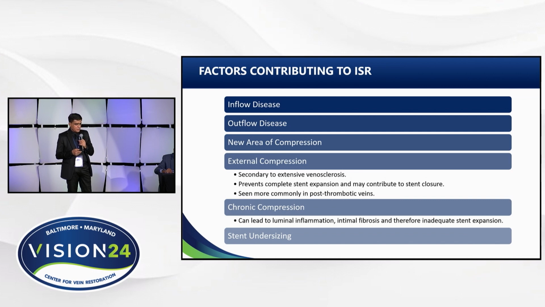And the same chronic compression can cause a lot of luminal inflammation, intimal fibrosis, and synechiae and web formation within the stent, and that can lead to inadequate stent expansion. One way to counter that is to predilate the lesion with the balloon before implanting the stent. Stent undersizing can also contribute to ISR, and it can also contribute to stent migration, and we saw a spate of that about 18 months ago. So we've gotten over that now.